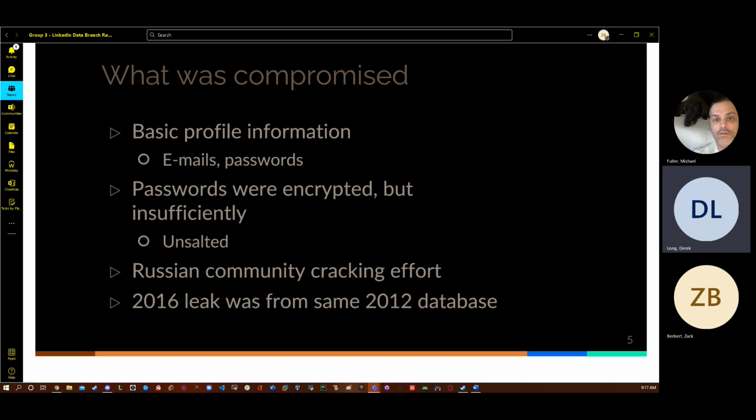It's also worth noting that while there were two apparent leaks, one in 2012 and another in 2016, they were both from the same 2012 breach. We don't know why they waited four years between the two, but this could mean that we still don't know the full scope of the breach. There could be more usernames and passwords out there.